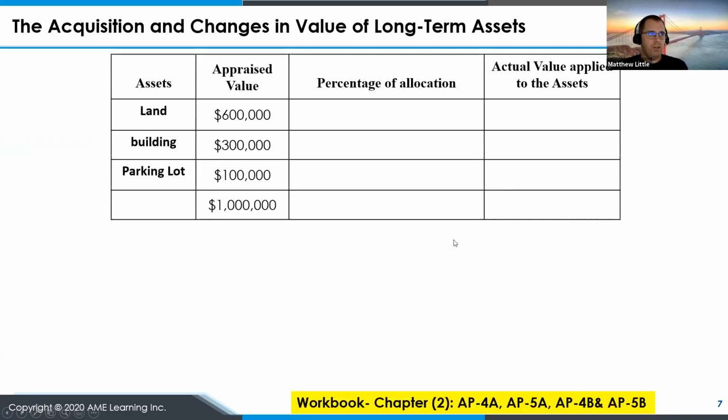So what we would have to do is take that appraised value, determine the percentage allocation for each component, and apply that to how much we paid for the collective lump sum of assets. So in this way, we have our $800,000 allocated to those three different asset types that we purchased together. So our land would actually be worth on our books $480,000.